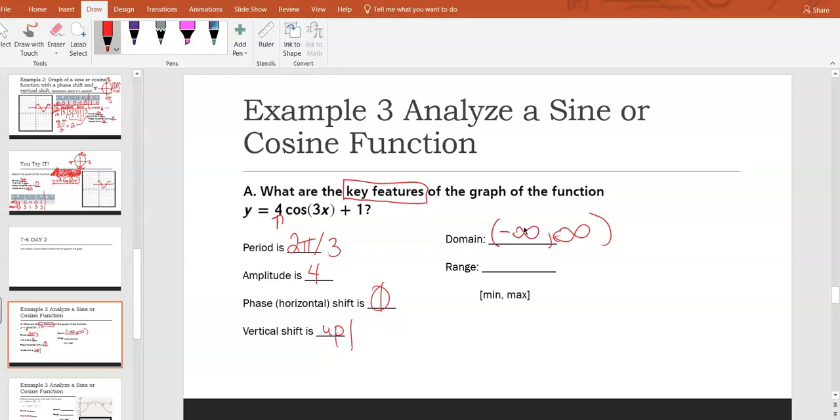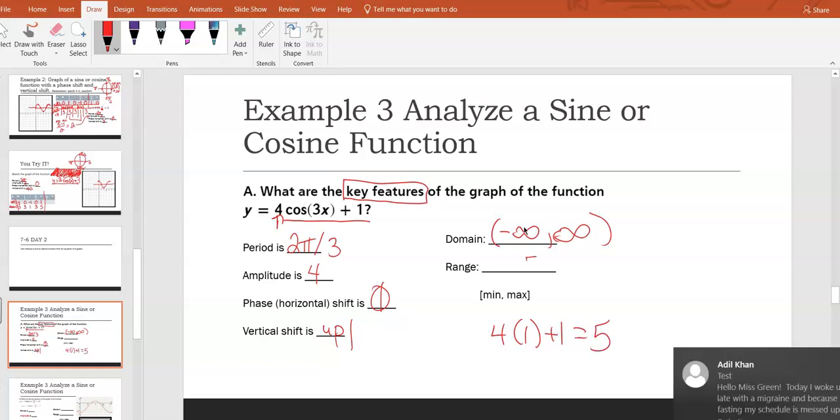Now the range is simply the maximum and minimum value. Well, how could I find that if I didn't want to graph it? How could I find it from just looking at the function? Well, we know that the largest that the cosine can be is a positive 1. So if we put 4 times positive 1 plus 1, we would get 5. So that's the largest it can be, and it would include that.